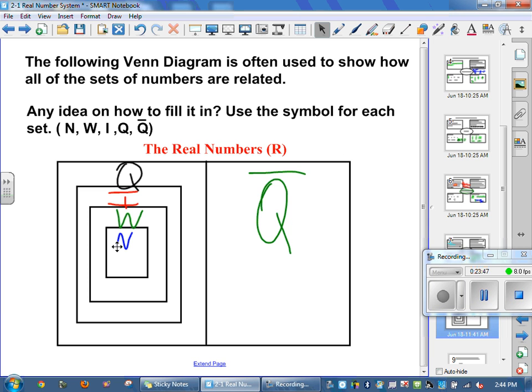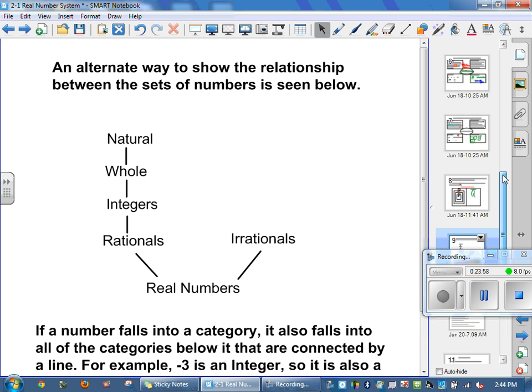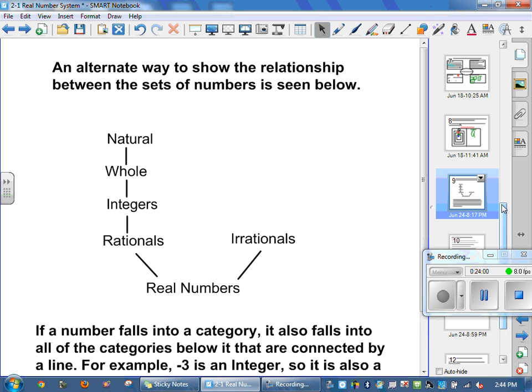All right, let's move on here. Another way you can do it is see how the numbers relate as a flow chart. So this is called the flow chart example. Everything is in the real number system. You can read it from the top or the bottom. Usually I read from the bottom up. So here I've got the real number system, and it's branching out into rationals and irrationals. You could also branch it the other way.